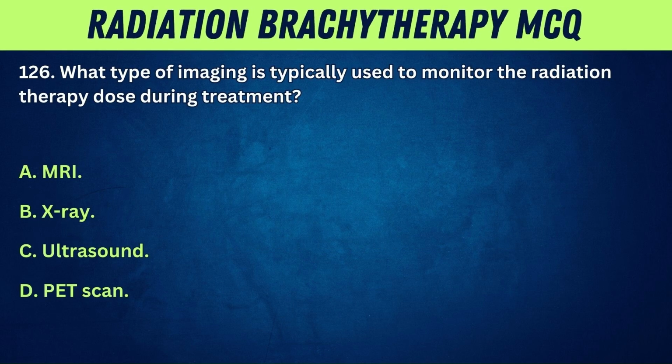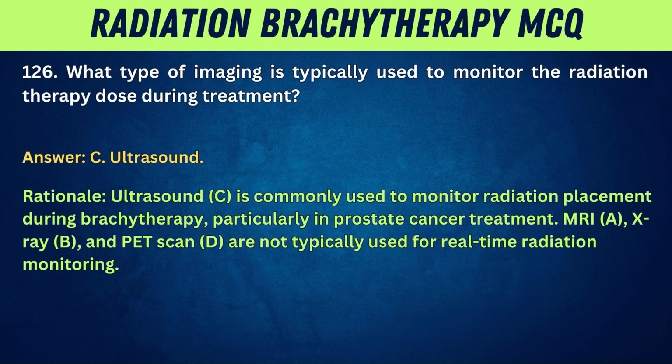126. What type of imaging is typically used to monitor the radiation therapy dose during treatment? A. MRI. B. X-ray. C. Ultrasound. D. PET scan. Answer: C. Ultrasound. Rationale: Ultrasound, C, is commonly used to monitor radiation placement during brachytherapy, particularly in prostate cancer treatment. MRI, A, X-ray, B, and PET scan, D, are not typically used for real-time radiation monitoring.